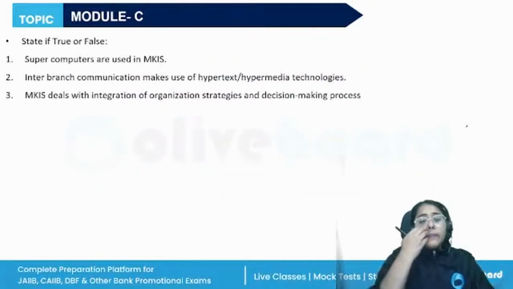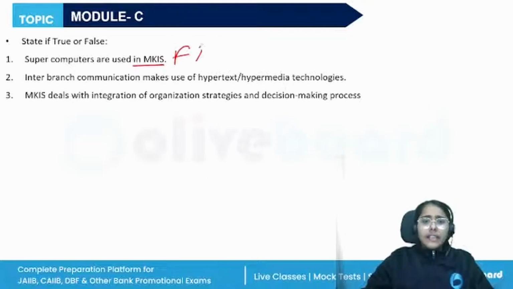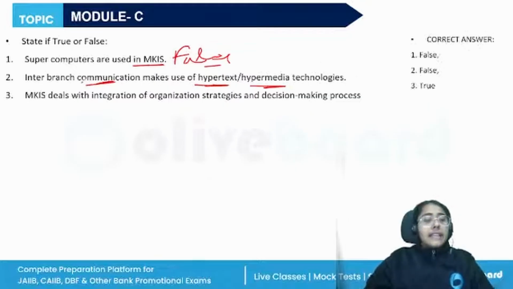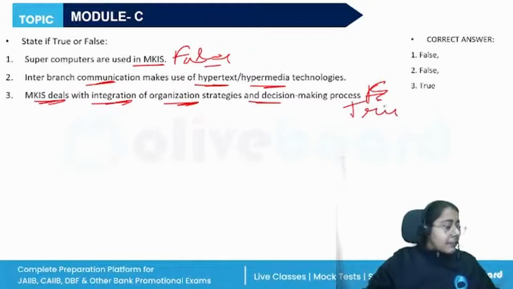Next, now again we need to state if the following statements are true or false. Supercomputers are used in MKIS? No, not yet. It uses the hardware and the software technology. Interbank communication makes use of hypertext or hypermedia technology. Again, it will be false. And the MKIS deals with the integration of organizational strategies and decision making process. It will be true.